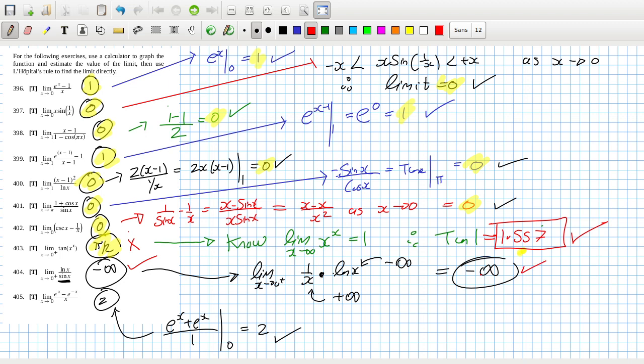Minus infinity, and 2, and 2. So I think the one I just want to draw attention to is that guy there. That's what it should be, tan 1. Okay, that is up to 405 done, and that's the exercise complete.